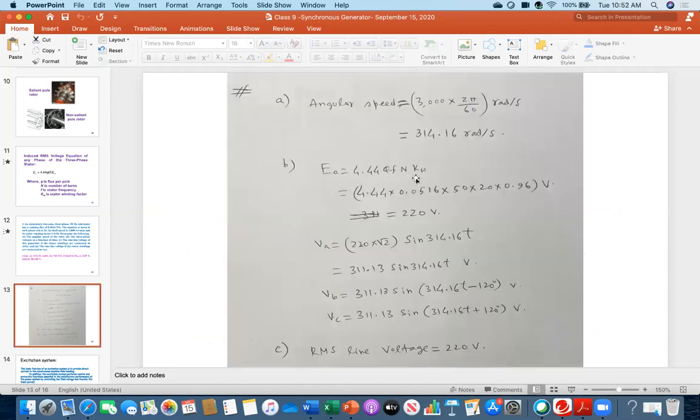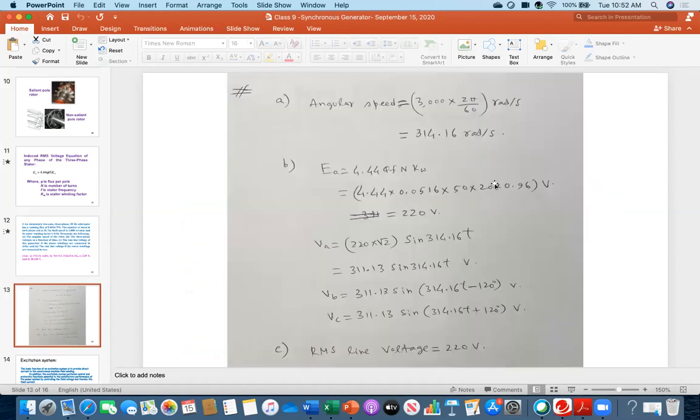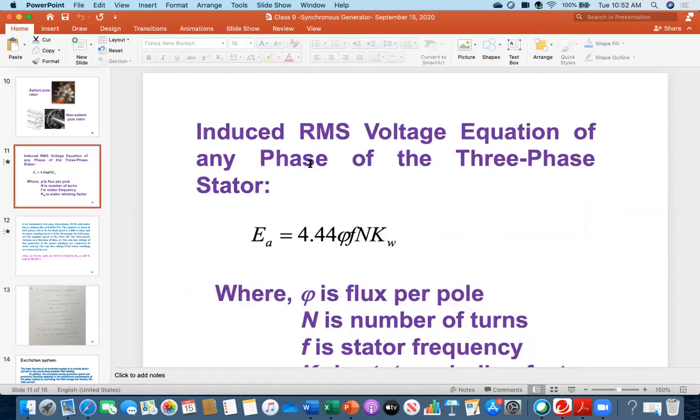Here I am using that equation, E_A equals 4.44 f N k_w times flux. I am plugging in all numbers. Everything is given. This is the flux value, 20 is the number of turns, and this is the winding factor, 0.96. And the frequency is 50 Hertz in this case. So I am plugging in all those numbers and I got approximately 220 volts. Now that is the RMS voltage. Everybody keep in mind clearly, it is the RMS voltage.